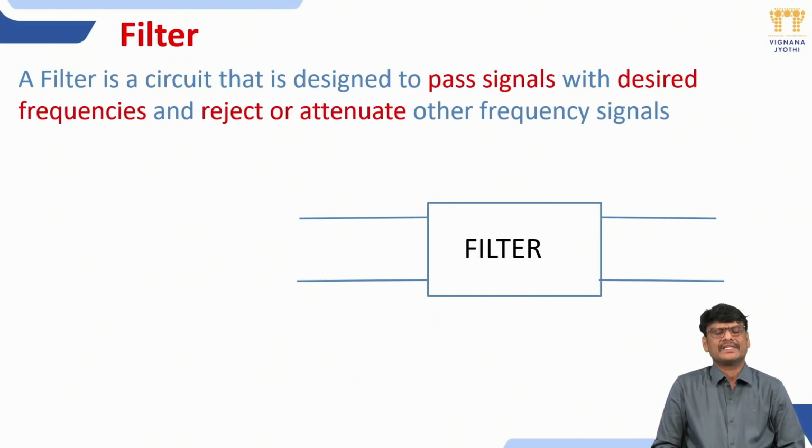This is the definition of the filter. A filter is a circuit that is designed to pass signals with desired frequencies and reject or attenuate other frequency signals. So this is the definition of the filter. Before we discuss this filter definition, I will tell you one example. Based on that example, we can understand the definition of filter.